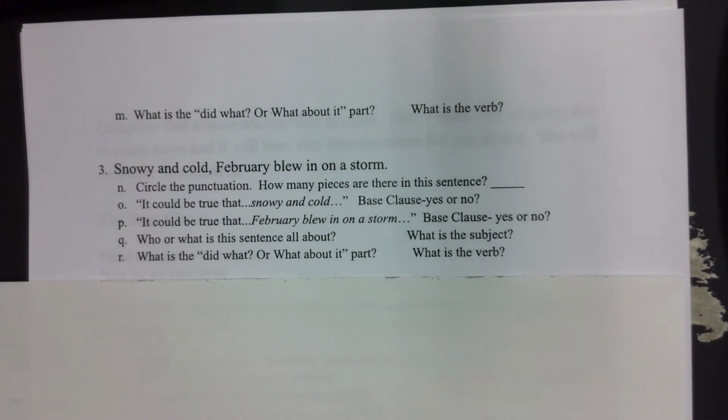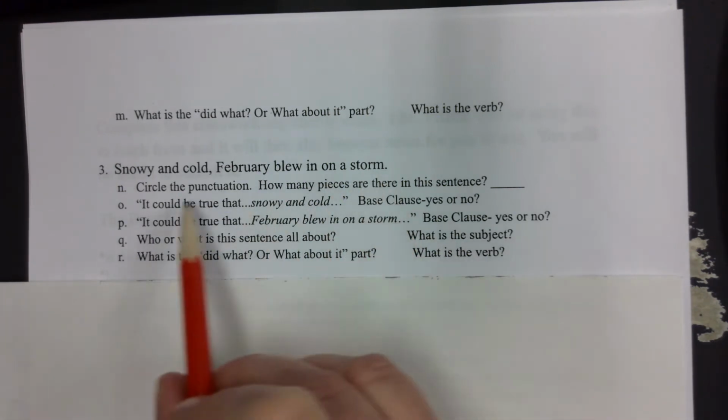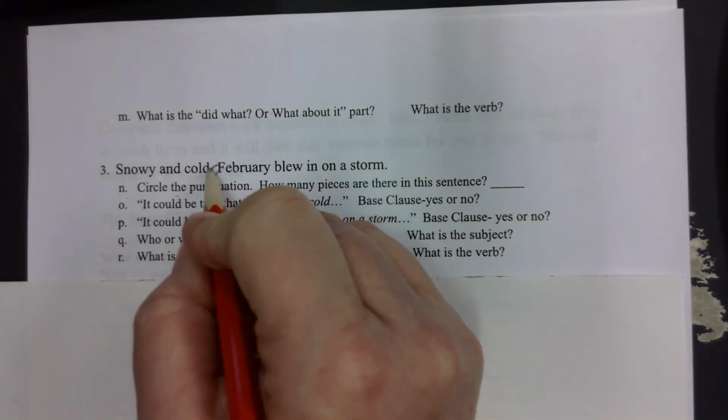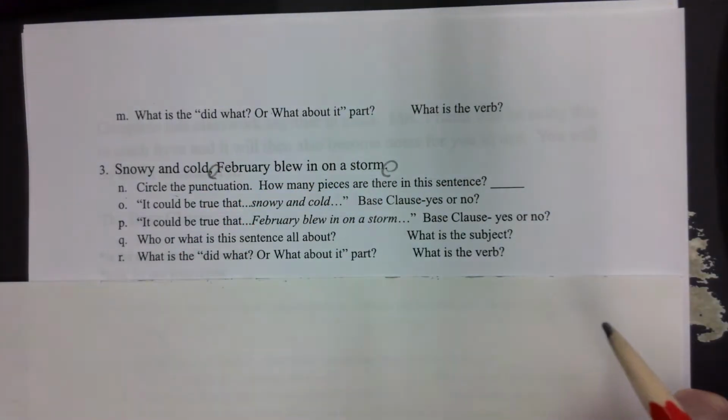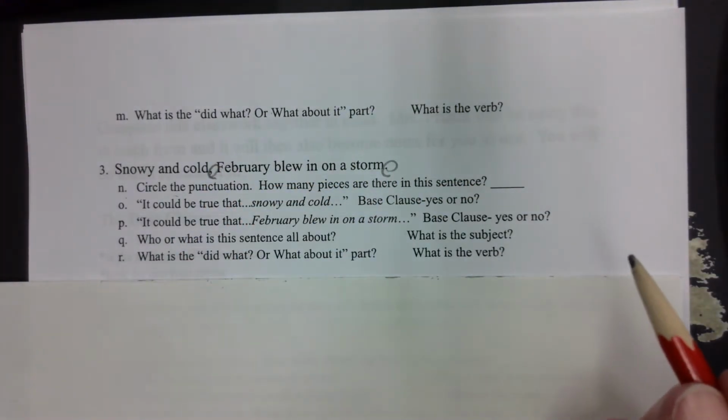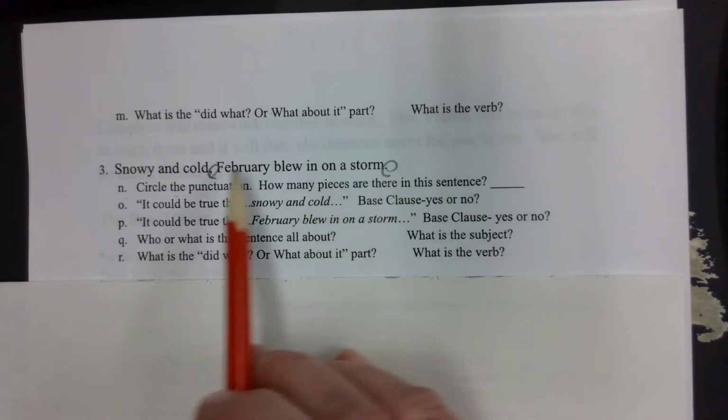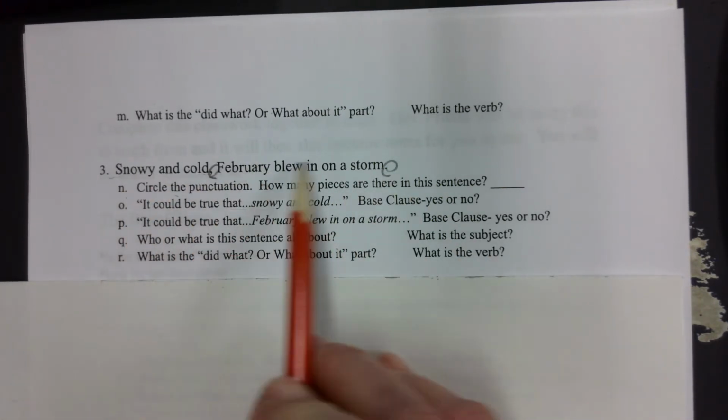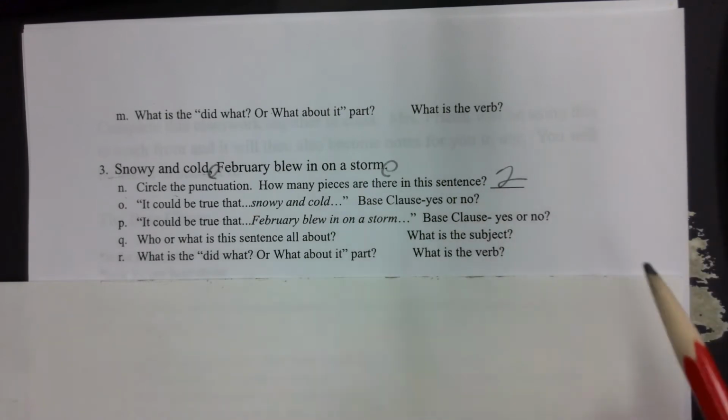Okay, so number 3, snowy and cold, February blew in on a storm. So first thing we do, circle the punctuation. This is a simpler sentence, but we go through the same procedures. How many pieces are there? Well, there's 1, 2. Okay?